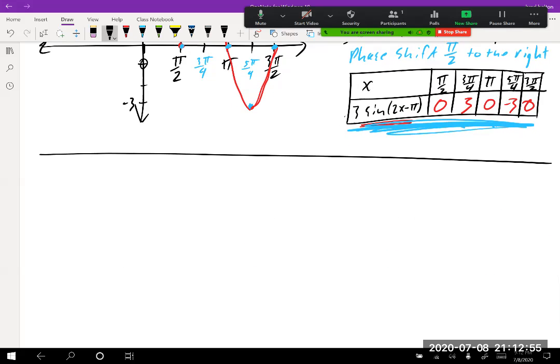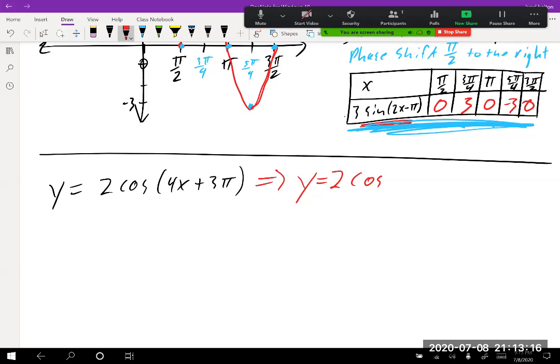Let's do a cosine this time. So this is another one from your book. So this is y equals 2 cosine of 4x plus 3 pi, okay? Now here's the thing, we have to write it in the better form. So this is going to be 2 cosine of 4 times x plus 3 pi over 4. So you factor a 4 out.